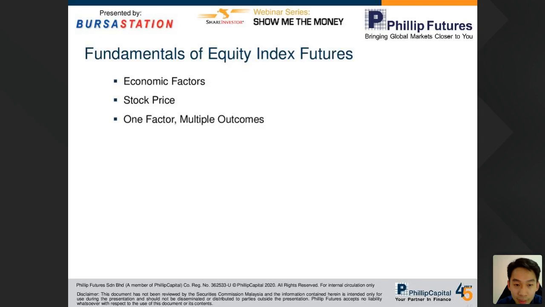Next is one factor, multiple outcomes. This is mainly about government policies, where one factor will have a different impact on different industries. If one factor affects an industry, it might be good for one industry but bad for another. So it's up to you to analyze how the factor will affect different industries and make an investment decision.